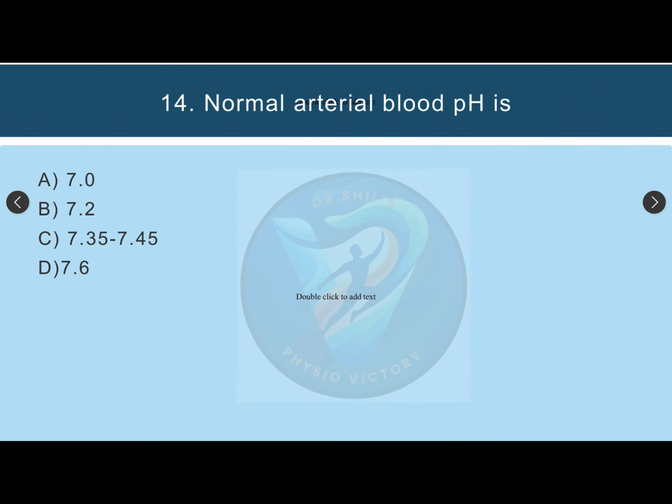Next question, normal arterial blood pH is option A 7, option B 7.2, option C 7.35 to 7.45 and option D 7.6. Here the clear answer is option C, 7.35 to 7.45.